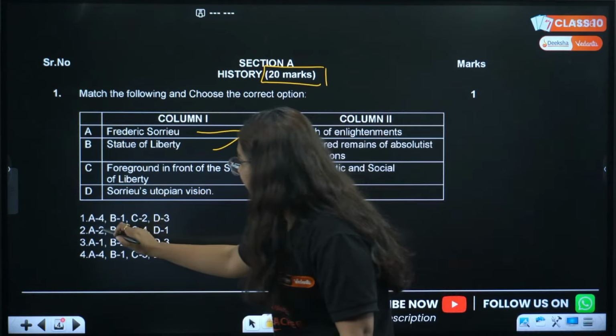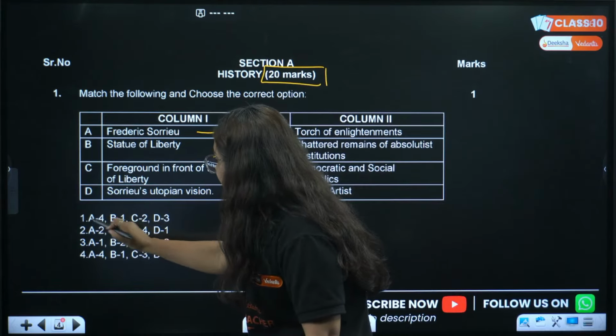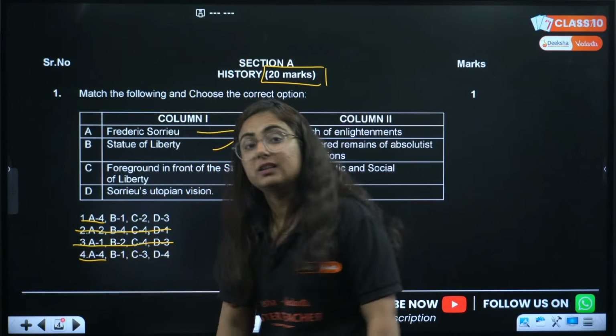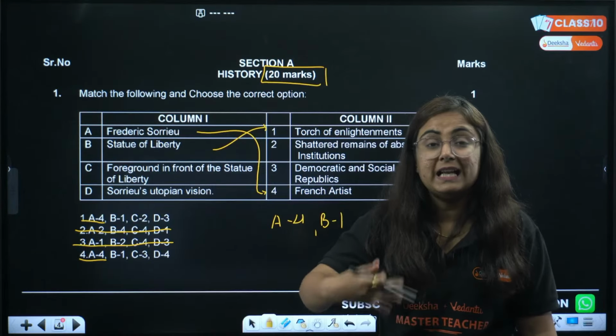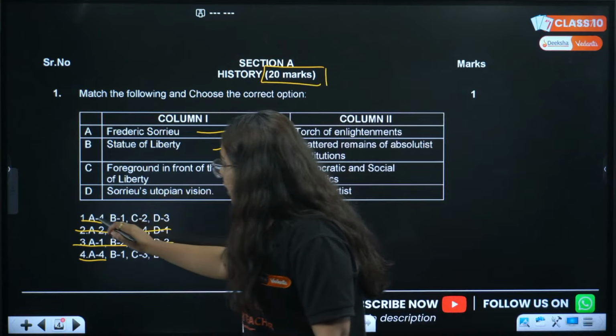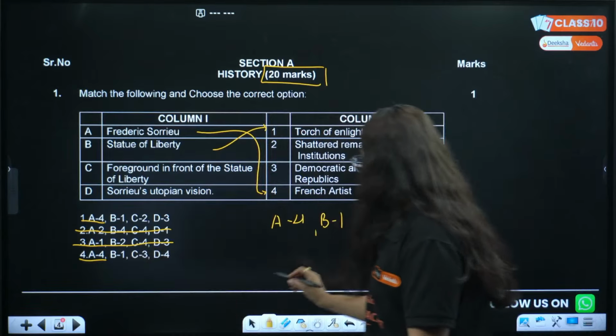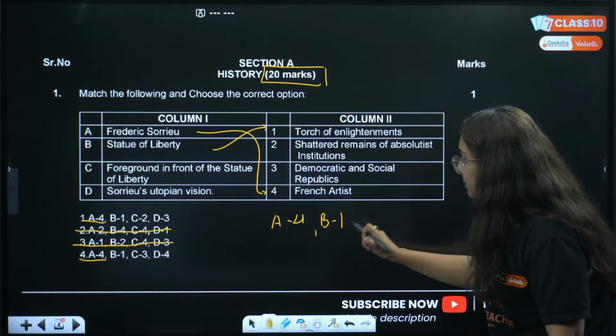Is there any option in which A starts with 4? Yes, this one is here, this one is here. We will eliminate the second option, we will eliminate the third option. This is how you can make it easy. Now, two options you have, option 1 and option 4, because A matches with 4, B matches with 1.